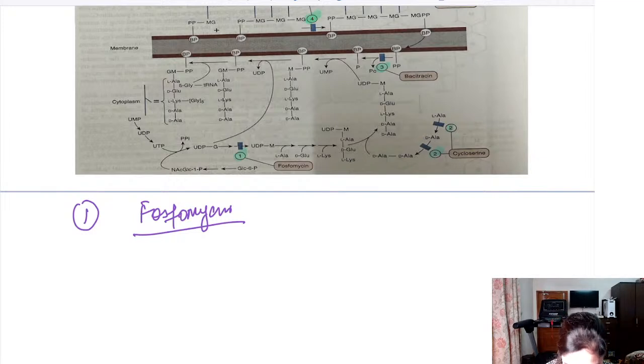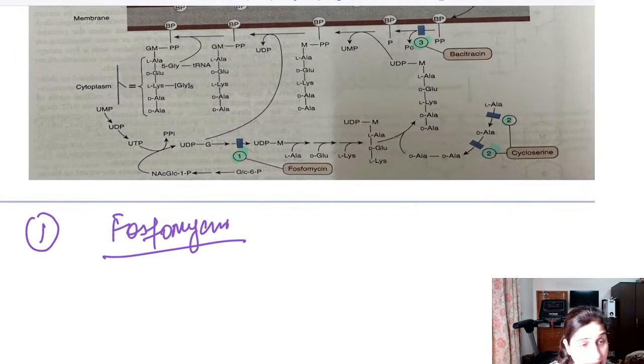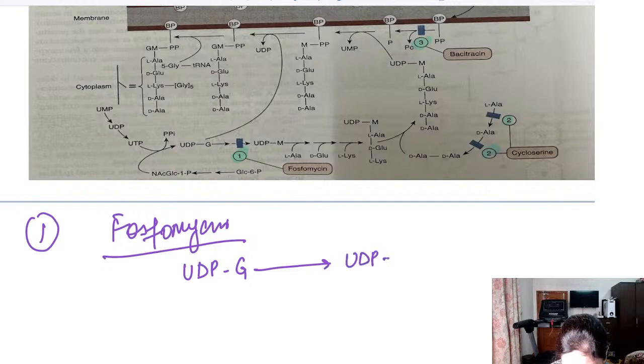Fosfomycin inhibits the first step, and what happens in that first step is that it inhibits the formation of NAG to NAM. NAG and NAM are two building blocks of the cell wall of the bacteria. So UDP-G to UDP-M. So ये block करता है, that is fosfomycin.